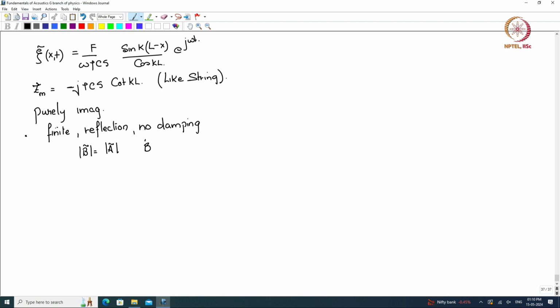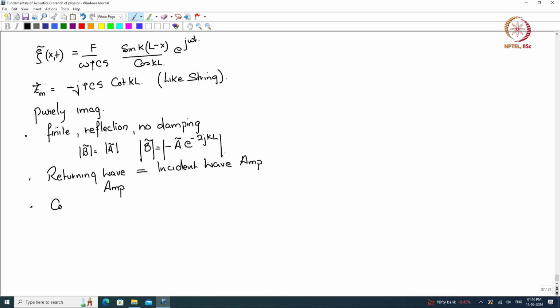How is that? We said B tilde is minus A tilde e to the power of minus 2 j k l, so that the magnitude is the same, no damping. Therefore the returning, or left traveling, wave is equal to the incident wave, or rather the wave amplitudes are equal, and therefore there is a constructive interference which gives rise to resonances.